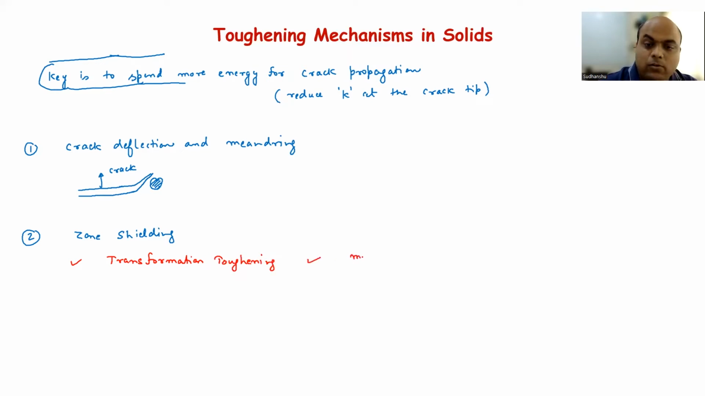Second one is micro crack toughening. And third one is crack-filled void formation. So these will come under zone shielding. So what is transformation toughening?